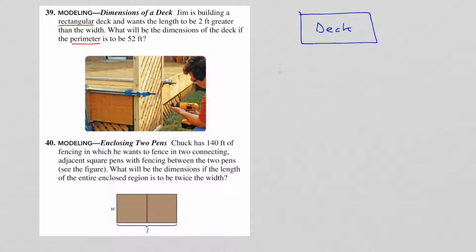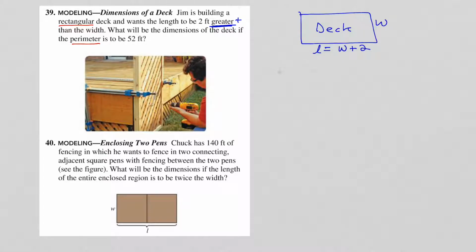And then he wants the length. So this is the width over here, and this is the length over here. He wants the length to be 2 feet greater than, that's a math word there, that's going to be plus, than the width. So whatever the width is, he wants this length to be whatever the width is, plus 2. That's what 2 feet greater than the width means. So he's expressing the length in terms of the width, which is actually good.